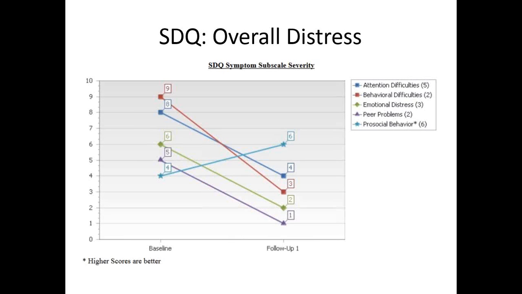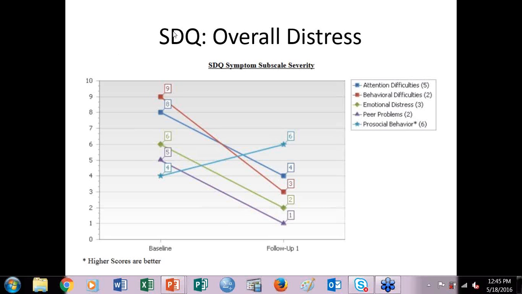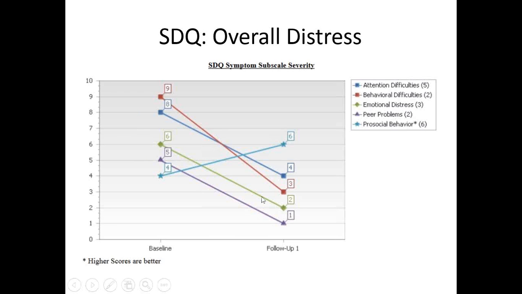So these are the individual SDQ scores here, and we want them all to be lower with the exception of the pro-social behavior. So that's why that's starred. That's that blue line there. We want the pro-social behavior to actually increase. So all the rest we want to decrease, but the pro-social behavior is opposite.